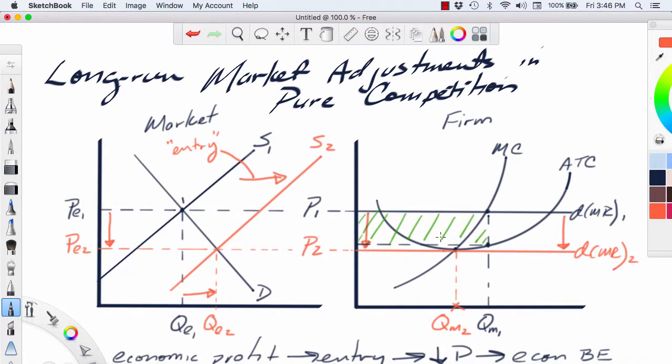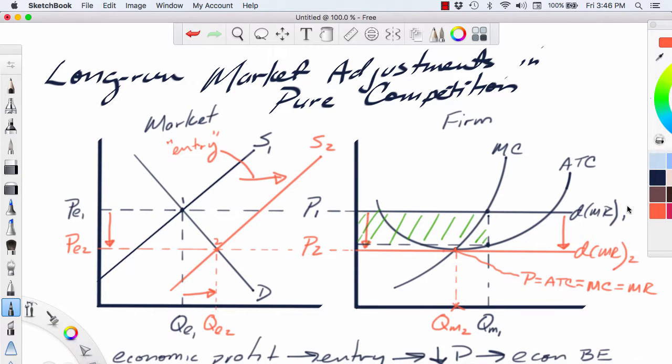When will firms stop entering? They'll stop entering when we get here to point 2. Why point 2? Because at this point, firms are just breaking even. Now this point right here is a fascinating point. You go, why? Because at this price equals ATC, which means we have a break-even position. But ATC also equals MC. But that's not the end of the story. MC equals MR.